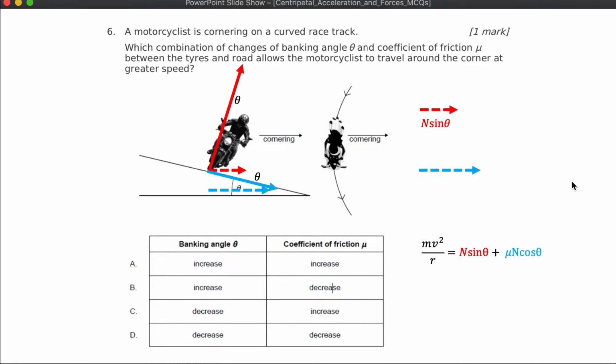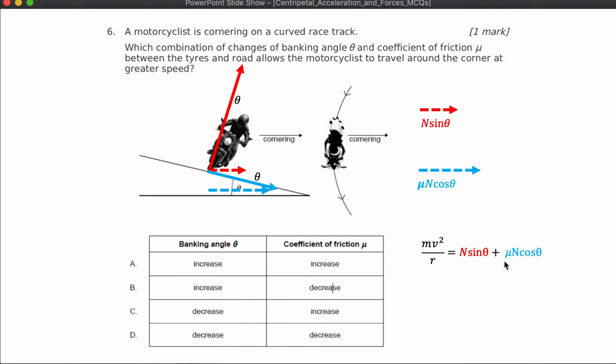Our blue component is the friction force, mu N, multiplied by cosine of theta, because again, we're looking at the horizontal here. That's where this equation comes from. It's the sum of the blue and the red dashed lines. And you can see that if I increase theta, I increase the value of the centripetal force that I can provide. The sine of theta goes up, and therefore my V can increase.